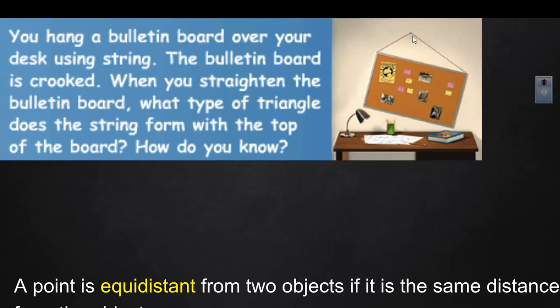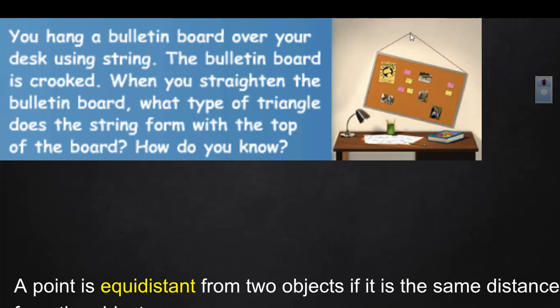So as this string starts to slide this way, as you move this, it becomes a little more straight. It should form an isosceles triangle, where these two strings would be the same distance away from each endpoint. That distance is called equidistance. A point equidistant from two objects is the same distance from the objects.